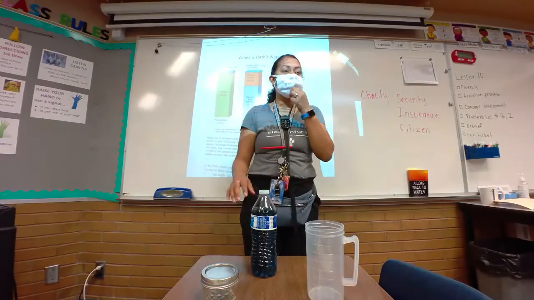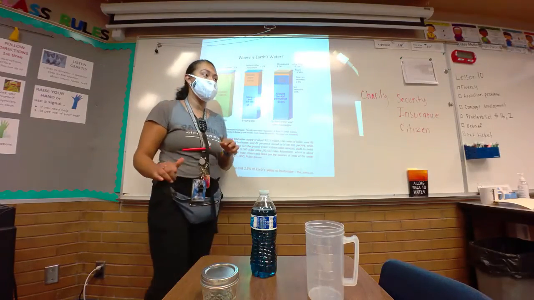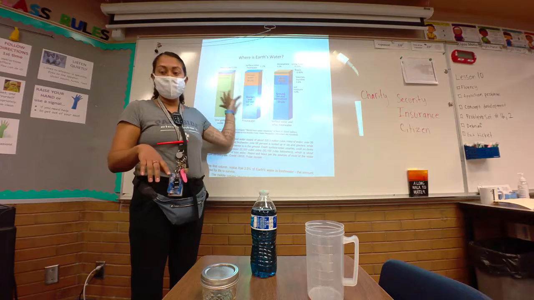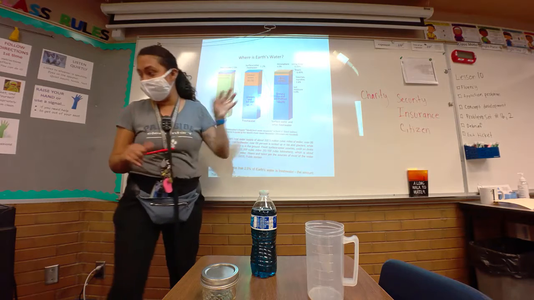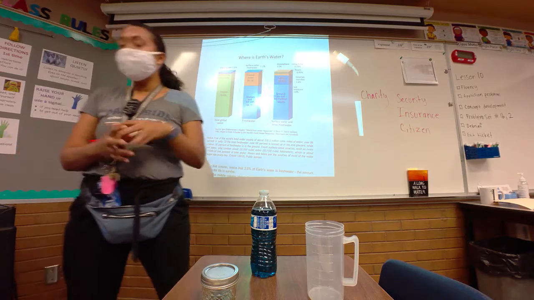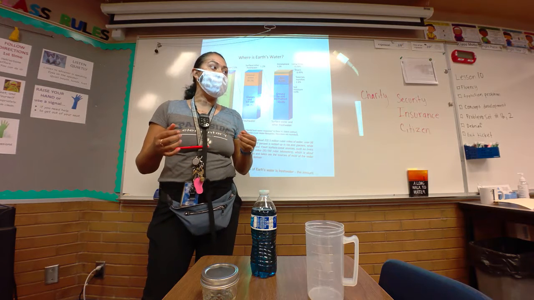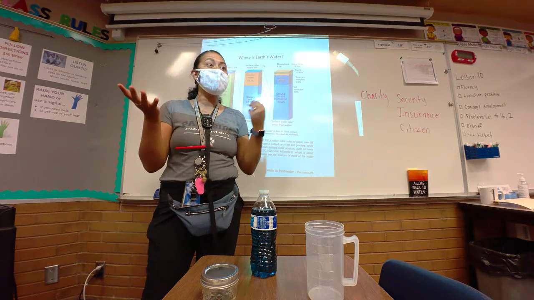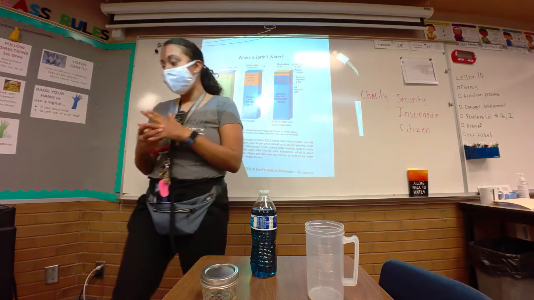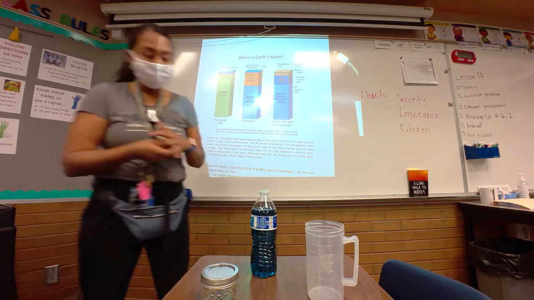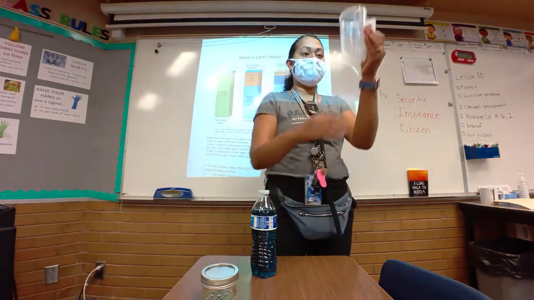Okay, so on your Class Kick assignment, you have an assignment that has a graph, and then on the bottom of it, it has pictures like this. So we're going to be looking at where is Earth's water, because remember, our science focus is saltwater and freshwater on Earth. So first, I want you to look at this cup.